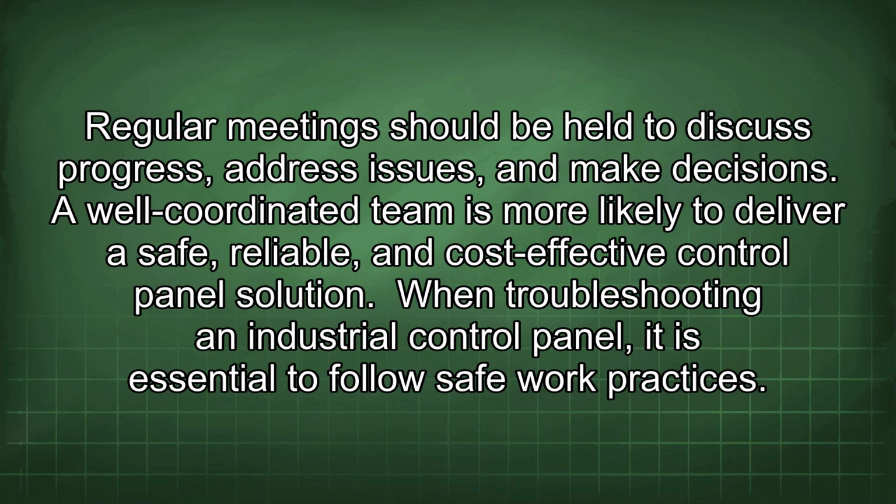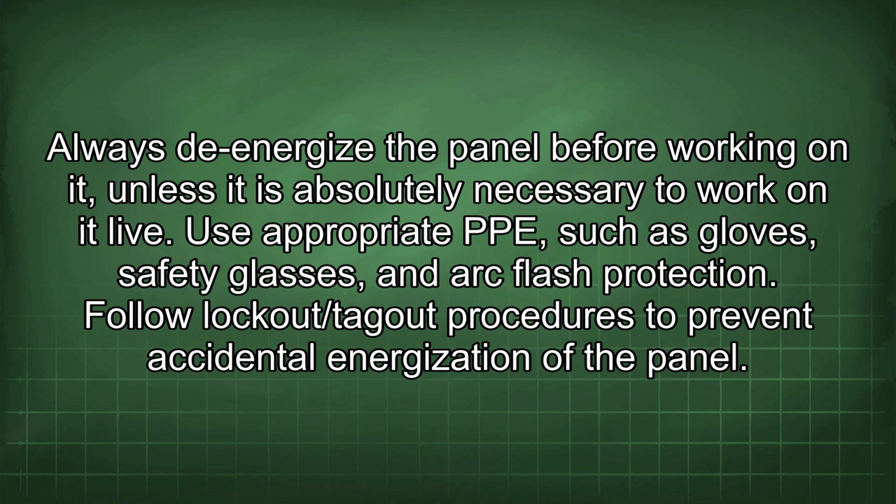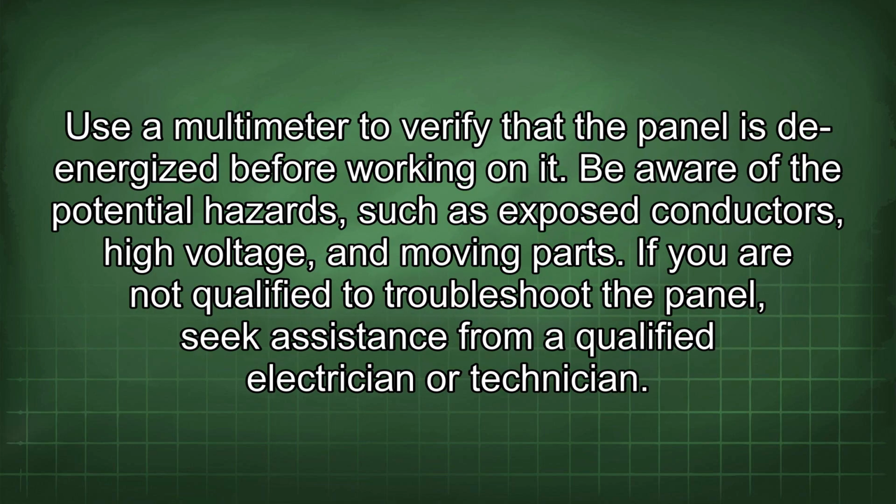When troubleshooting an industrial control panel, it is essential to follow safe work practices. Always de-energize the panel before working on it unless it is absolutely necessary to work on it live. Use appropriate PPE such as gloves, safety glasses, and arc flash protection. Follow lockout/tagout procedures to prevent accidental energization of the panel. Use a multimeter to verify that the panel is de-energized before working on it.